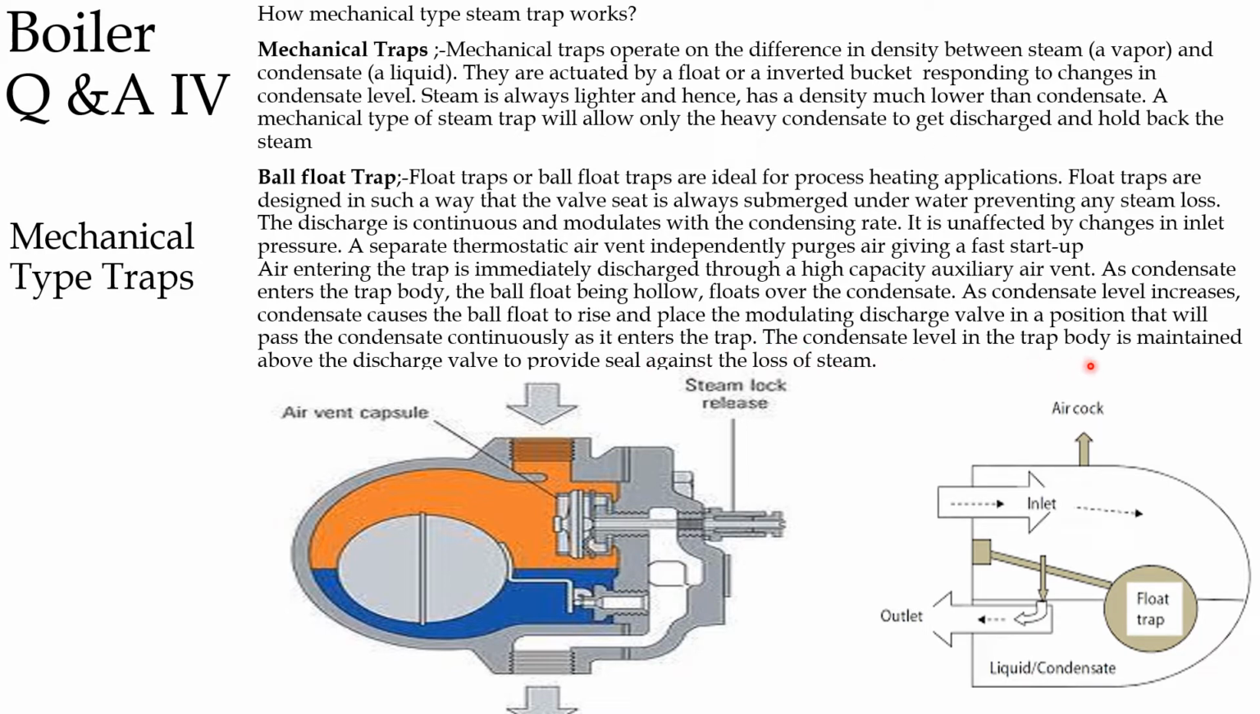And it places the modulating discharge valve in a position that will pass the condensate continuously as it enters the trap. The condensate level in the trap body is maintained above the discharge valve to provide a seal against the loss of steam. So when the level reaches the outlet line, that is, the float rises above the line, only then will it allow the condensate to go out. Until that, the condensate will collect up to that outlet line, so it will act as a seal.